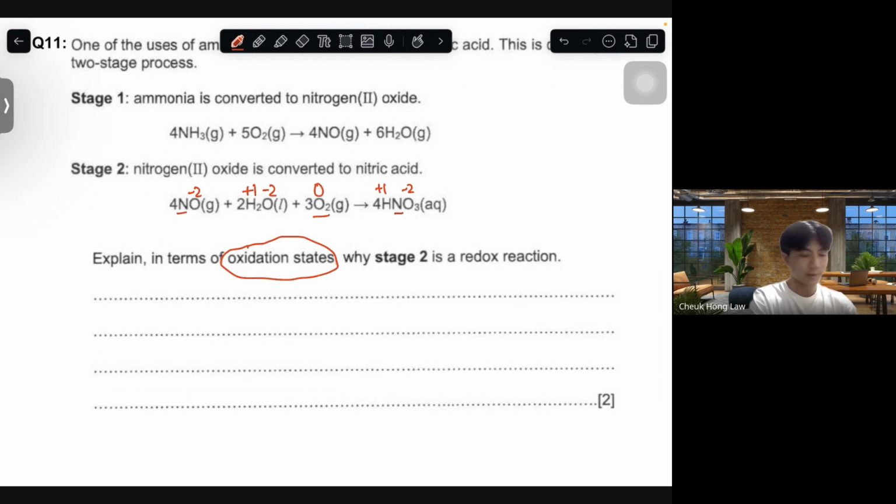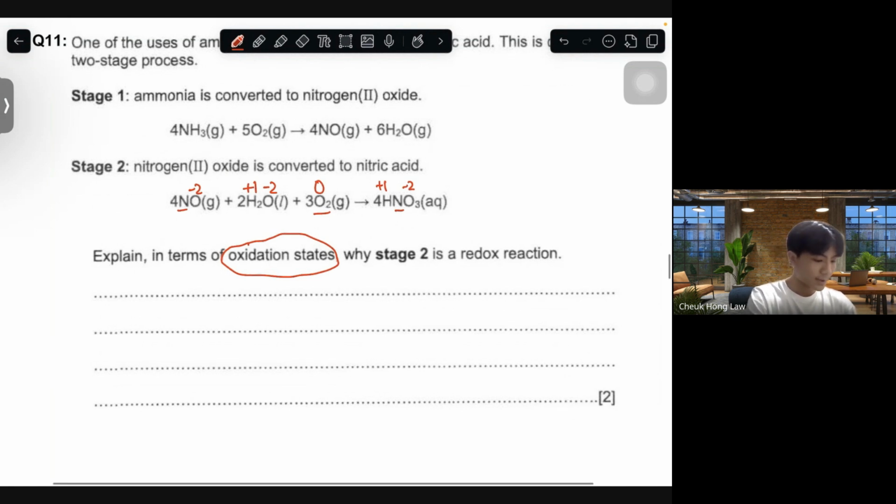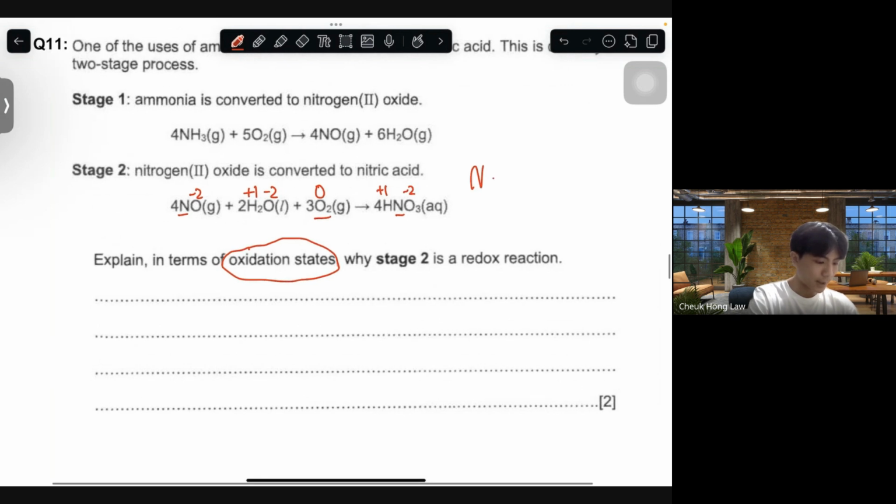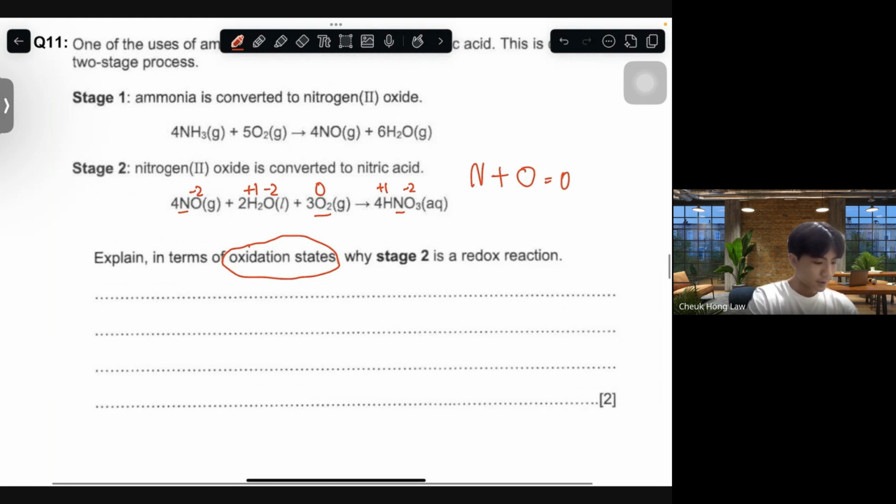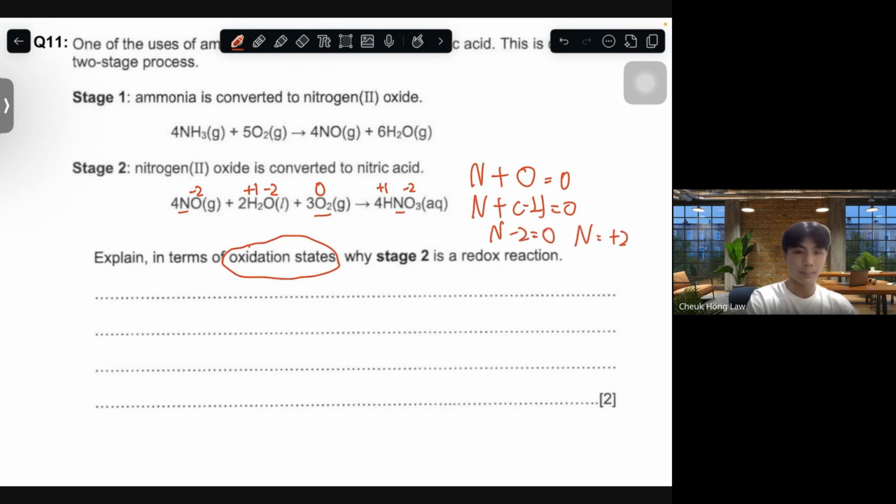So how do I find the oxidation state of nitrogen? We'll start with NO. Since NO is a neutral compound, the total oxidation state of all the elements will be 0. That means oxidation state of N plus oxidation state of oxygen equals 0. So we know that oxygen is -2, right? So we just sub in -2. So N - 2 equals 0. So oxidation state of N is +2.